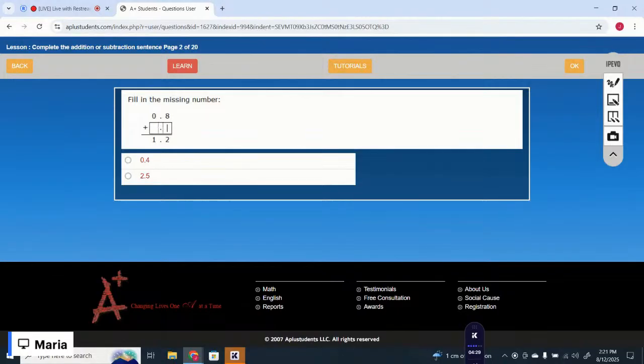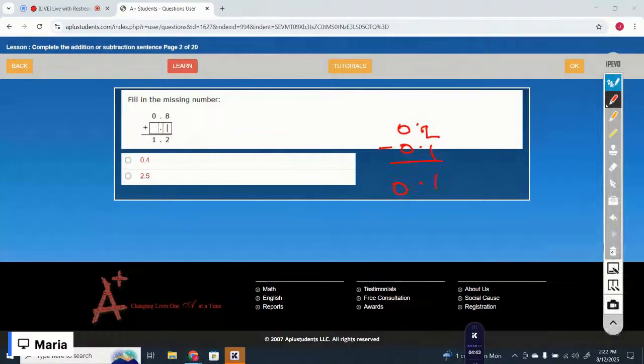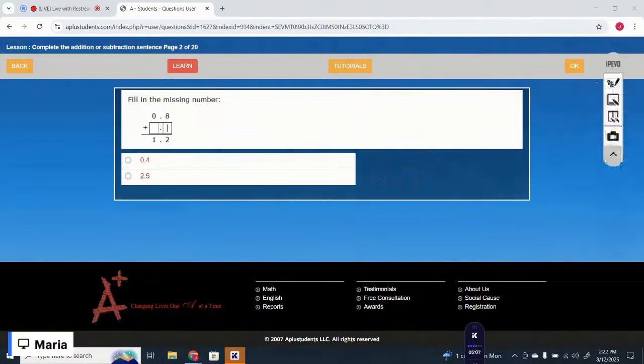Fill in the missing number. 0.8 plus the missing number equals 1.2. So we need to find the missing number. So 1.2 minus 0.8. Let's just subtract. Here we have 2 and we need to borrow 1. 12 take away 8 is 4. That is 0.4. Option number 1 is the correct option. That is 0.4.